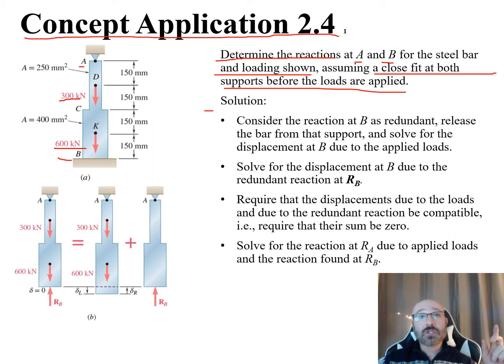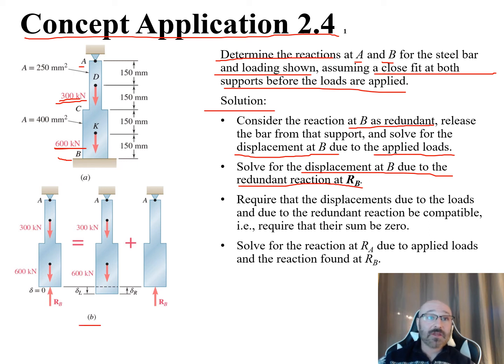So for our solution, here's how we're going to solve this problem. First, we're going to consider the reaction at point B as redundant. We already discussed that. This can still be at equilibrium even without point B there. Point B is kind of preventing it from deforming down there. So we release the bar from that support at point B and solve for the displacement at point B due to the applied loads, the 600 kilonewton and 300 kilonewton loads right there. Then we're going to solve for the displacement at B due to the redundant reaction R sub B. So we can see down here in diagram B, there's your reaction R sub B right there. So we can solve for the displacement at B due to that redundant reaction.